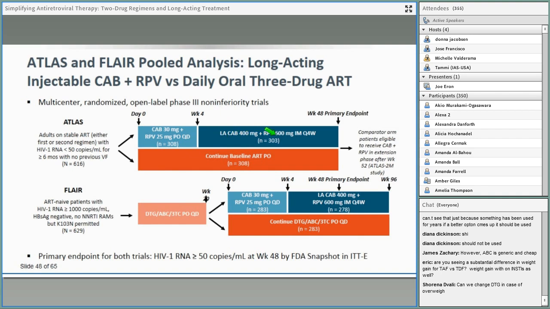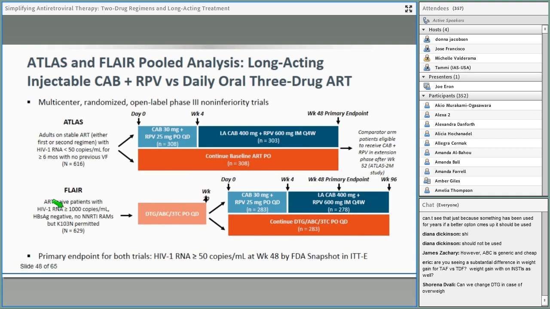So when it's monthly injectable, it's 400 milligrams of Bictegravir and 600 milligrams of Rilpivirine every 4 weeks. I keep saying monthly, but it's every 4 weeks. This is 2 mLs and 2 mLs. So it's 4 mLs injected into the gluteus medius, which is basically back there somewhere. And so that's the ATLAS study, and there's a 48-week primary endpoint, which I'll show you in a second.